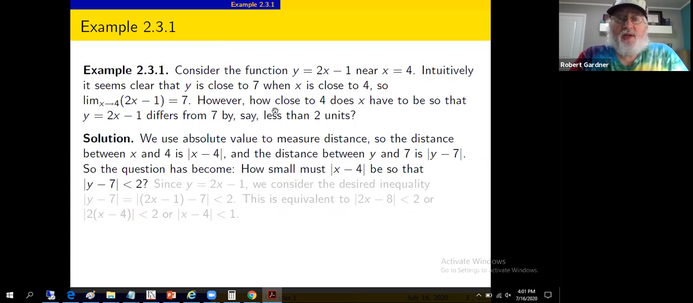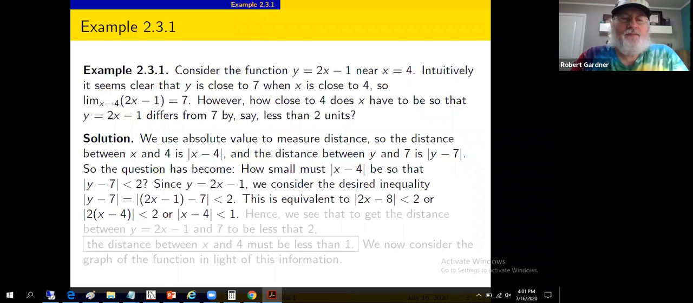Do you believe? That's the same question we have up here. How close to 4 does x have to be? That is, how small does this have to be, so that y differs from 7 by less than 2 units? That is, the distance from y to 7 is less than 2. The absolute value of y minus 7 is less than 2. So these mean the same thing. It's made it more quantitative, and now we can do some algebra to deal with it.